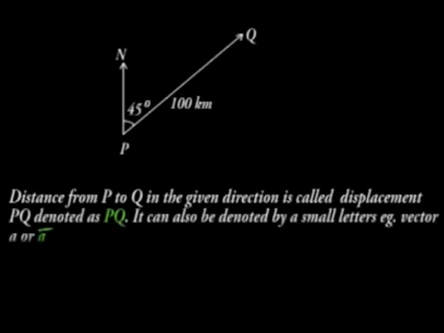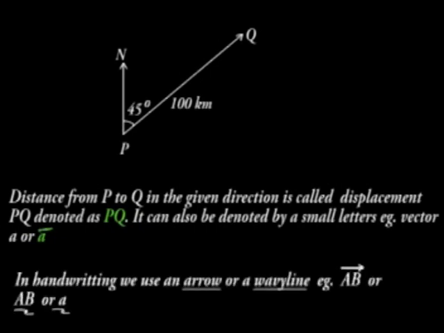It can also be denoted by a small letter, e.g. vector a or vector a bar. In print, vector AB is bold. In handwriting, we use an arrow or a wave line, e.g. AB with an arrow, AB with a wave line, or a.